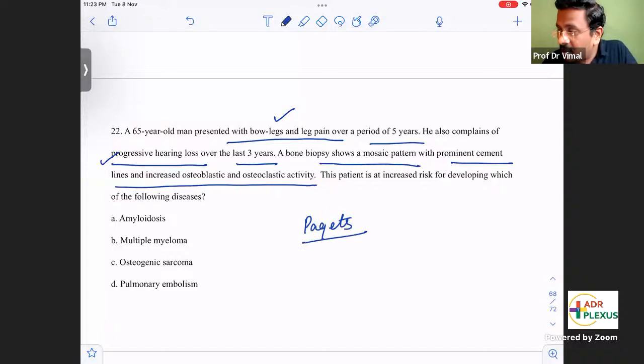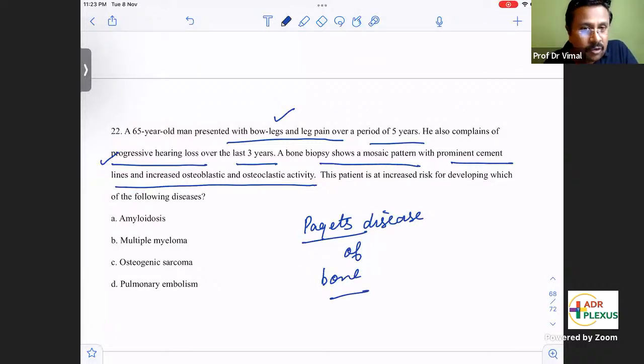Okay, Paget's disease of bone. Actually, it is one of the commonest causes for secondary osteosarcoma. These patients have a risk of developing secondary osteogenic sarcoma. The other name for Paget's disease of bone is osteitis deformans. Please remember osteitis deformans, and high output cardiac failure can be there in this patient.